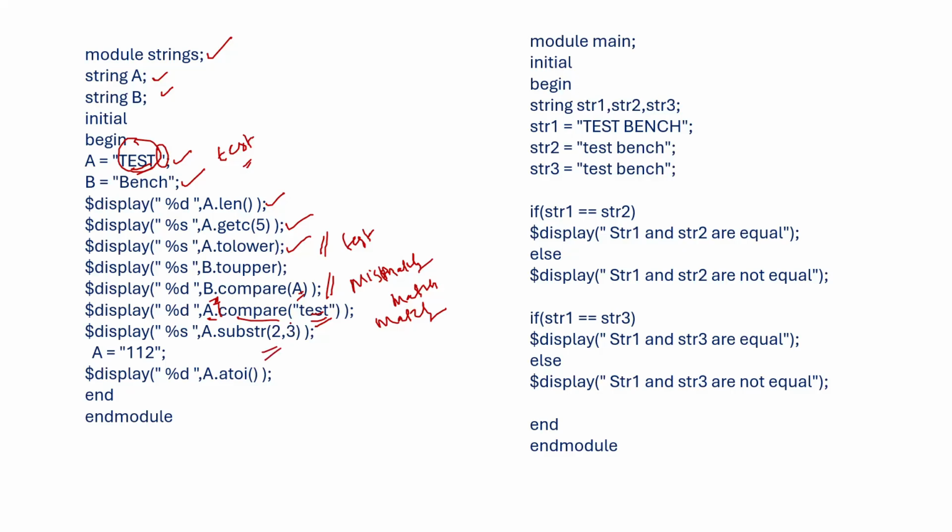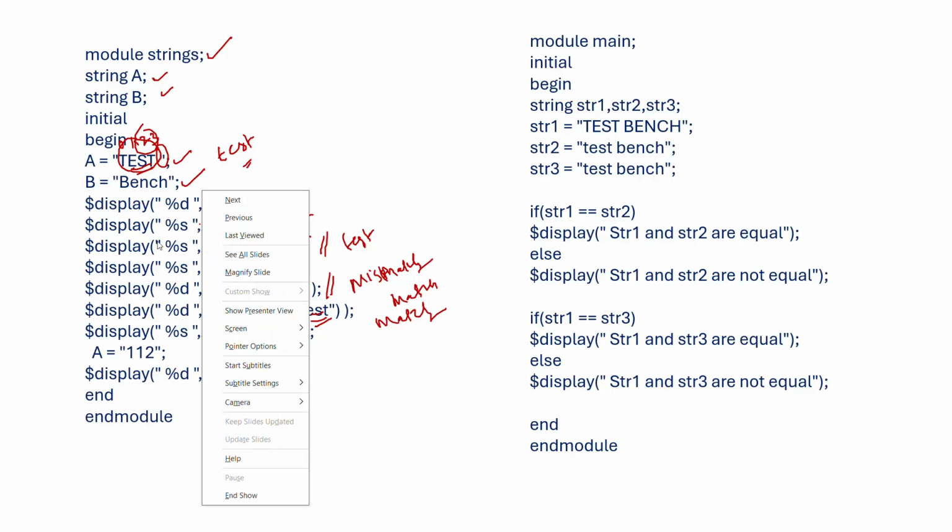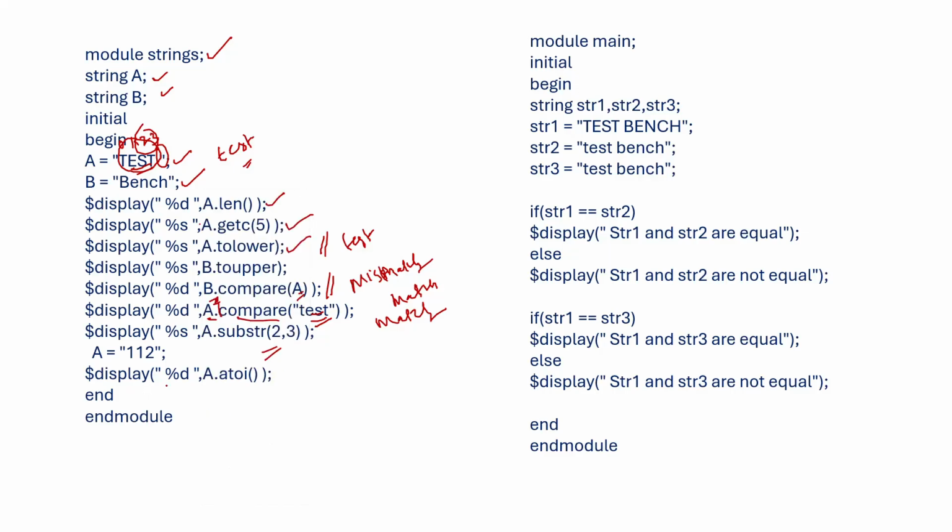And then substr 2 comma 3. So this is 0 1 2. So 2 3, st will be removed here. That is the substring operation. And then ASCII to integer. Okay, this string is the ASCII, and then I want to convert it into an integer value. Okay, that is the code.